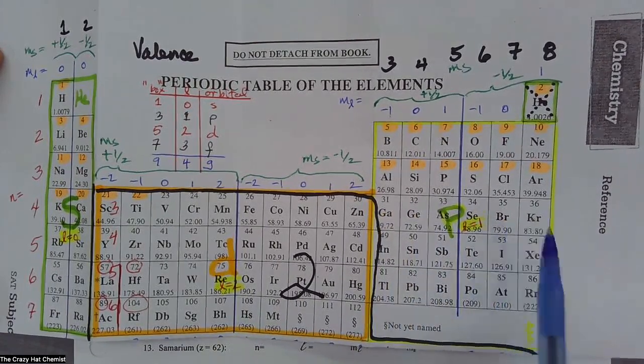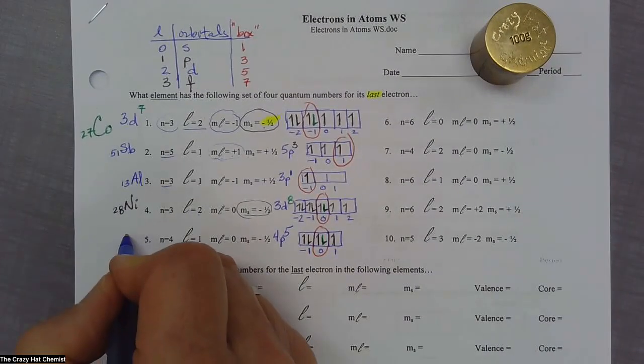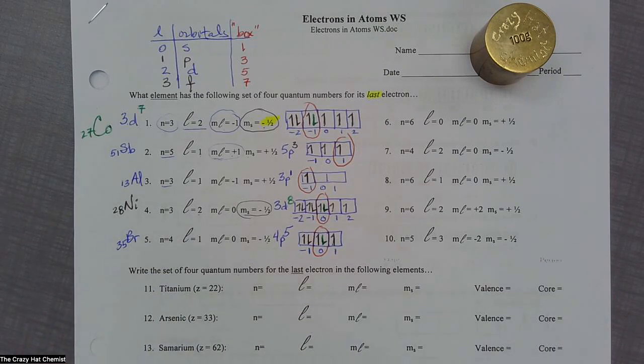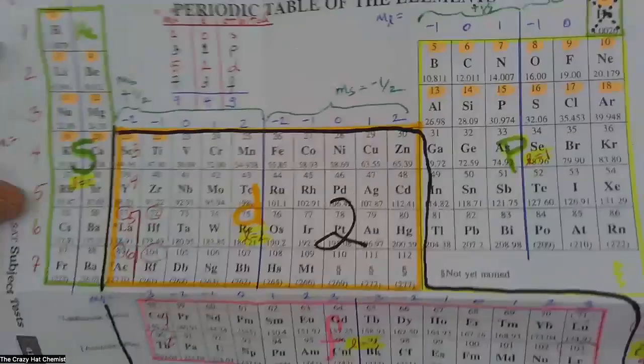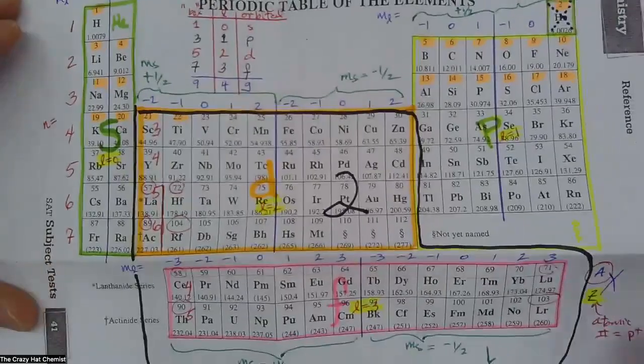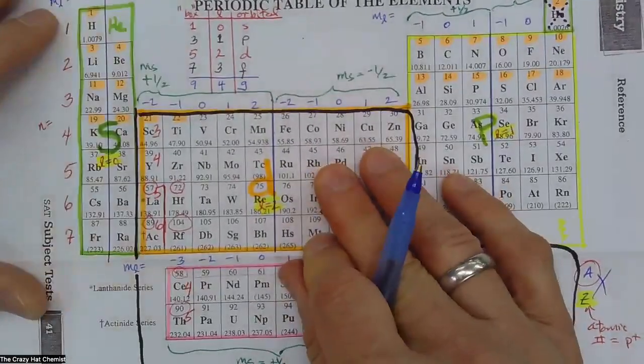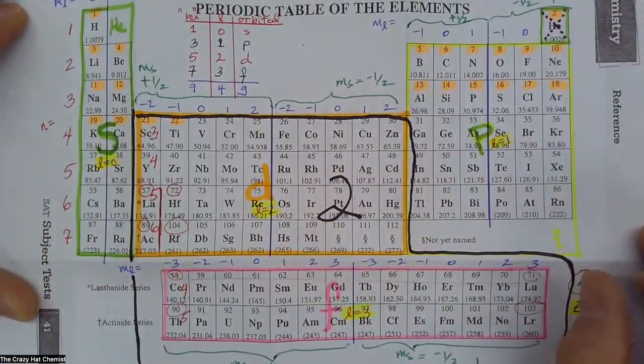So it should be Br, that's bromine, 35. So Br, that's element number 35, should be just like that. Okay, and so let's look on our periodic table and see if we can answer this one here. So it's n of 4.